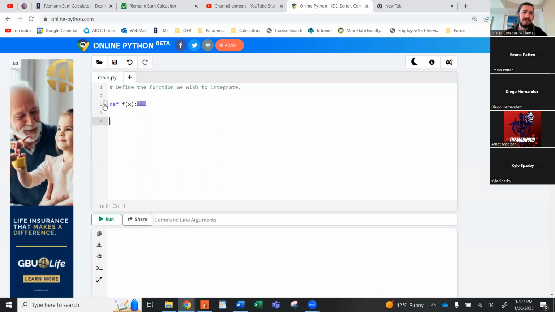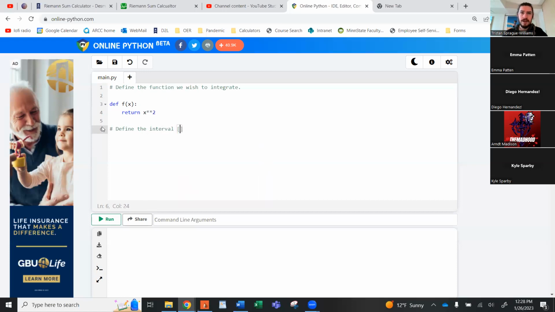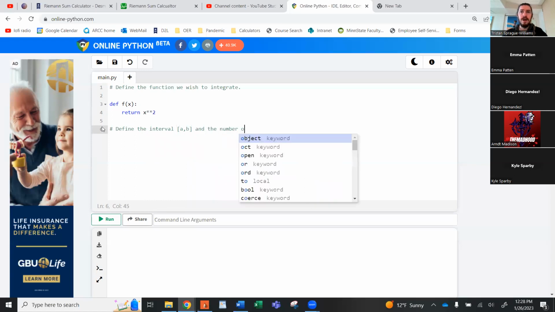You can collapse functions. Anytime you have a big block of code, you can collapse it. Now whatever I type out here is going to be outside of that function. So the function is just done. Now we're going to define the interval a to b that we're going to be integrating over, and the number of steps, n.